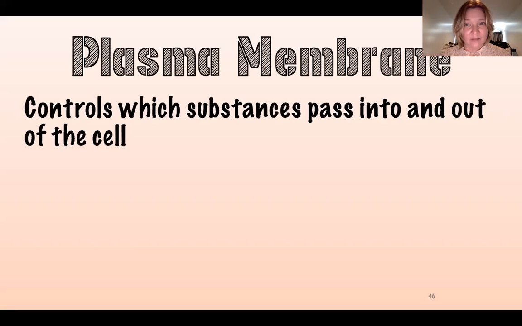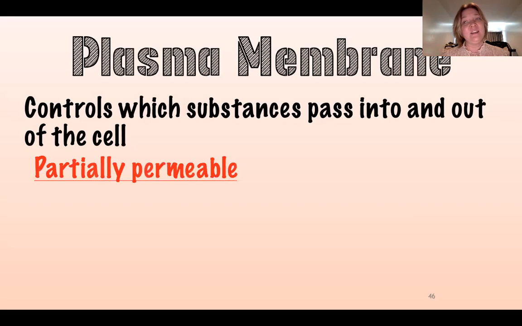So I'm going to start with the plasma membrane or the cell membrane. Now, there's two main functions for the plasma membrane. The first one is to act as a barrier between the inside and the outside of the cell. And the second one, which is probably, well, not just as important, is that it controls what substances can pass into and out of the cell.